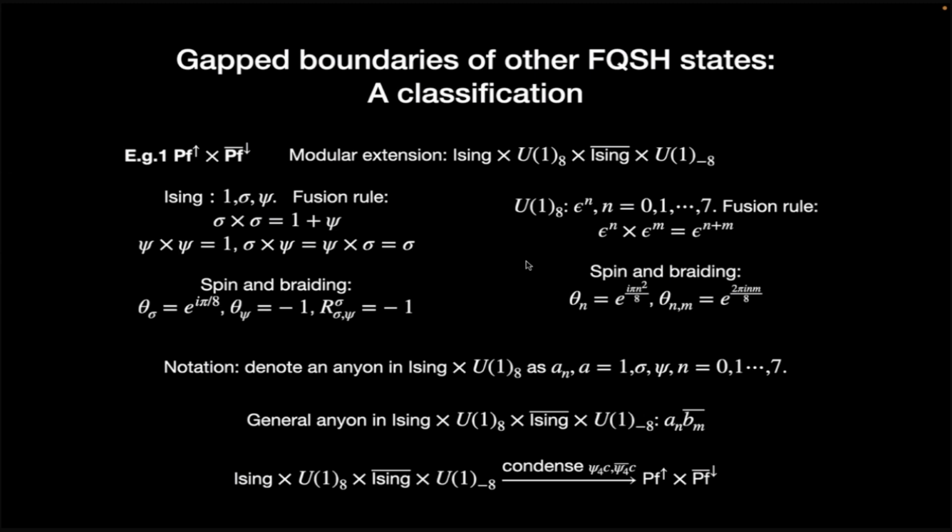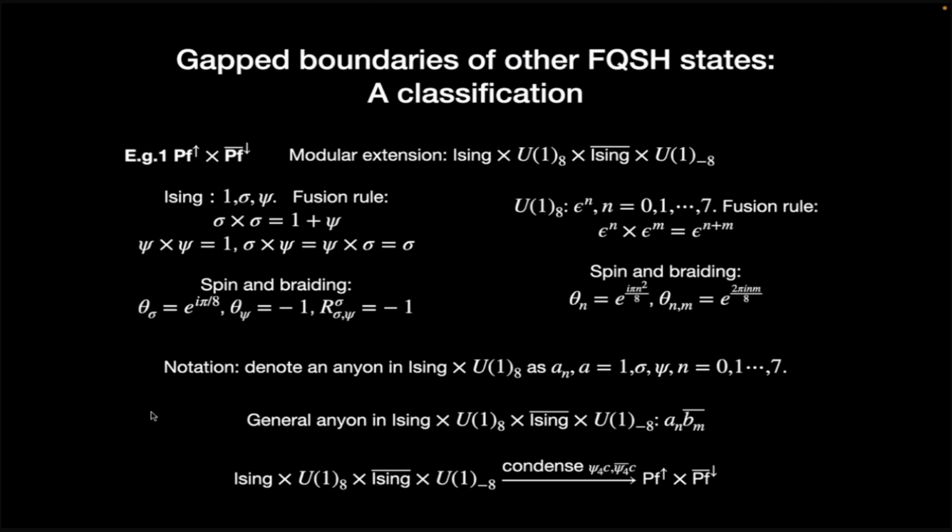And for the U(1) level 8 topological order, the anyons can be labeled by an integer ranging from 0 to 7, and the fusion rule is just addition of integers mod 8. And so the spin and braiding are given as follows. The n particle has spin e to the i pi n squared over 8, and the mutual braiding between the n particle and an m particle is e to the 2 pi i n m over 8.